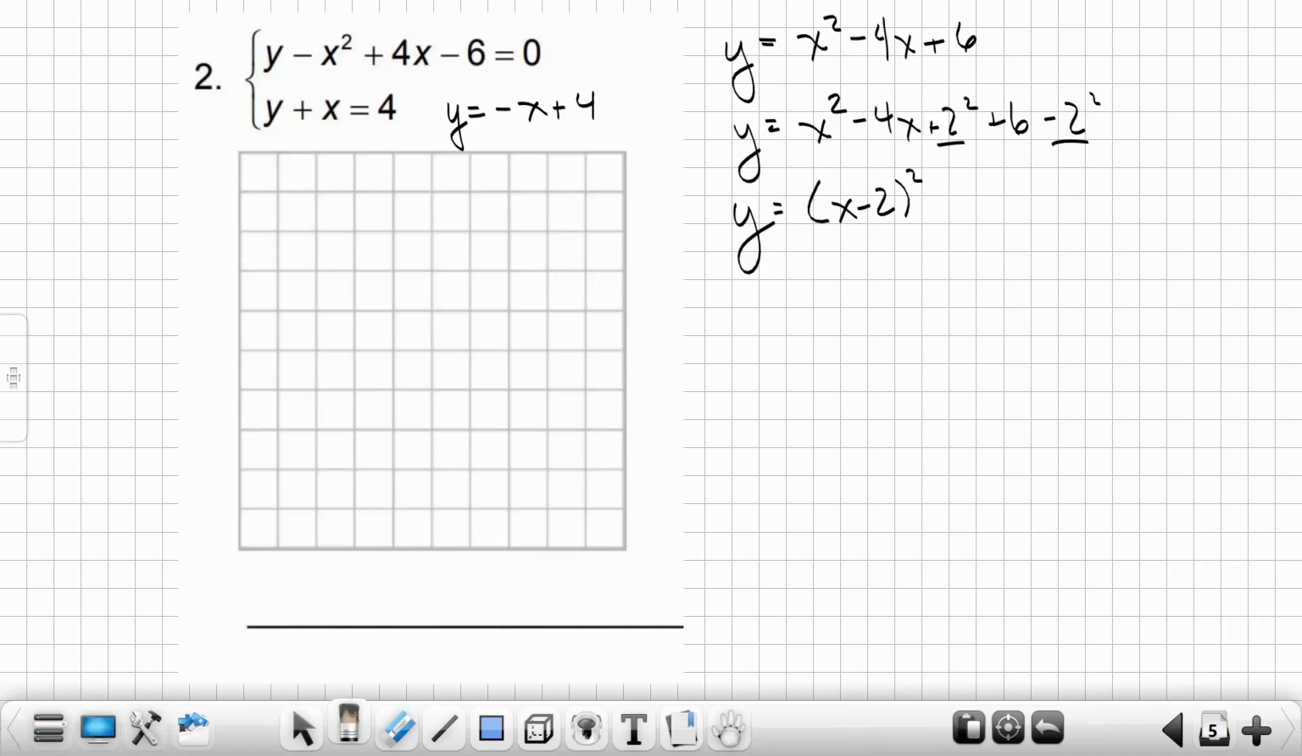Okay, we have 6 minus 4. Now you guys have it in vertex form, so you should be able to know the vertex just by looking at it. So the vertex of this upward-facing parabola is 2, 2. And now I have my line. You guys in the next 2 minutes can finish it off. I'll post this video later.